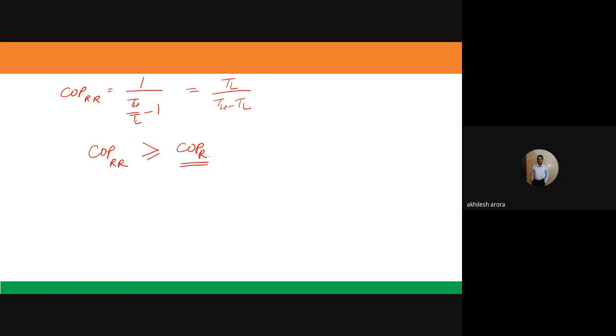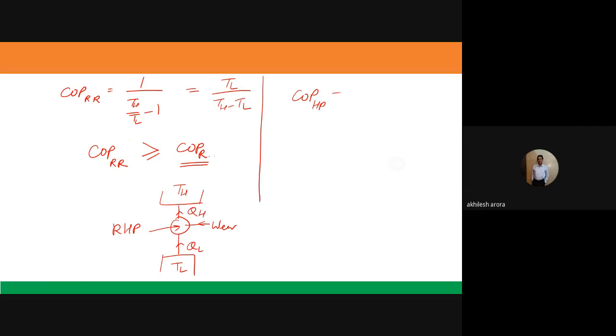And similarly, if we would like to define the COP of a heat pump, the same diagram as I have drawn earlier, this is a heat pump also. This is TL, this is TH, and here we have this reversible heat pump. This is the value of W reversible, this is QL, this is QH, and if it is a normal heat pump, I will write the value of COP as QH over QH minus QL.